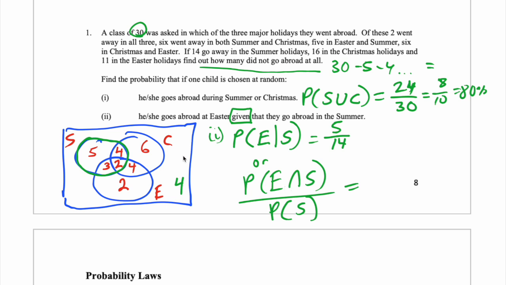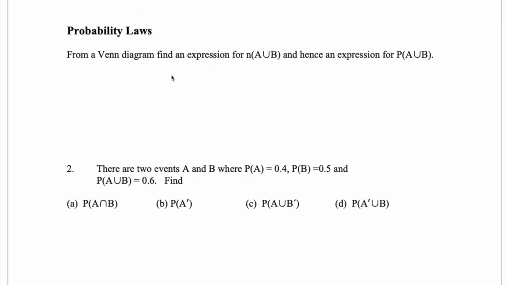E and S, that is 5 out of 30. Probability of summer is 14 out of 30. So you see what happens here. The denominators cancel, and you do get 5 out of 13, the same thing. But you can use the Venn diagram if you want to for those simple problems.